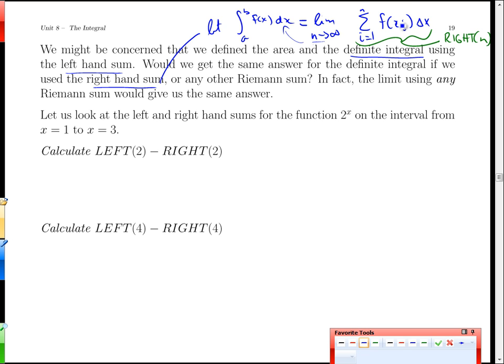Well, here's an argument, at least based on an example that might explain why this is the case. Let's take a look at a simple example like 2 to the x. What we're going to do is see what the difference between these two estimates is, and see would the left and the right be equivalent if we let the number of intervals get larger and larger, or are they going to get two different answers? Let's see how that might work.